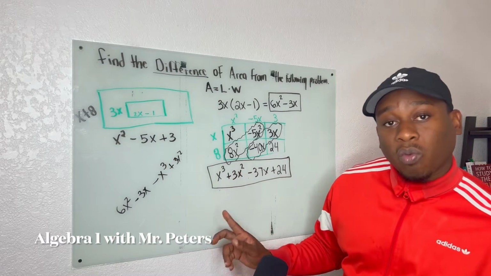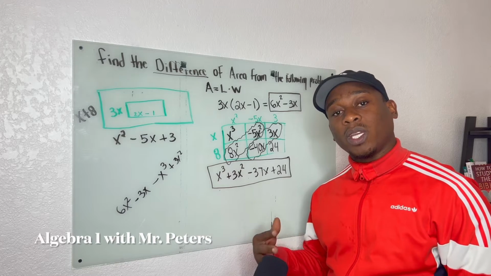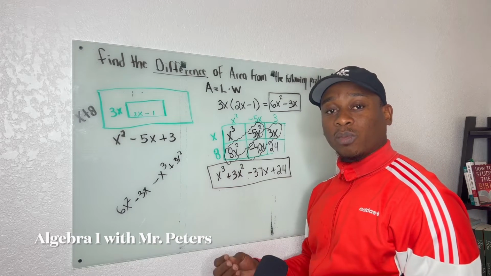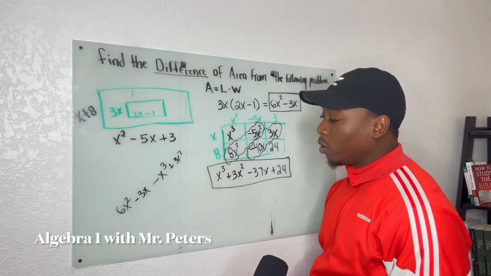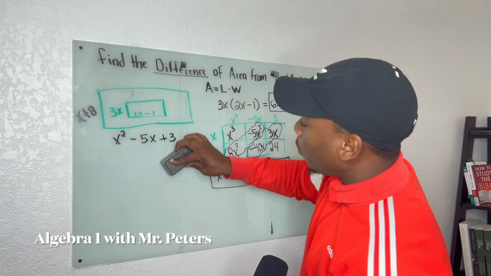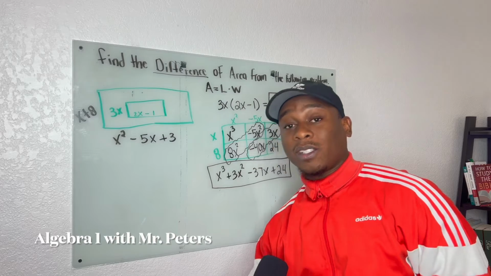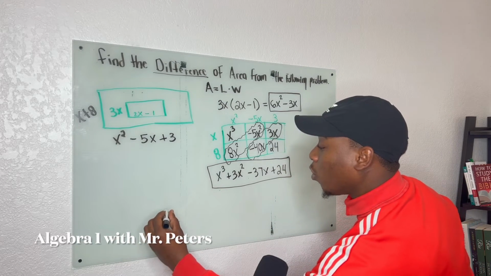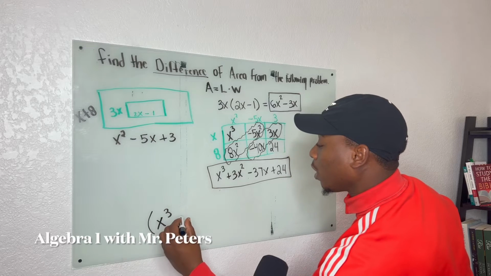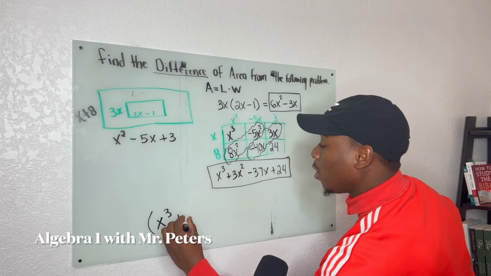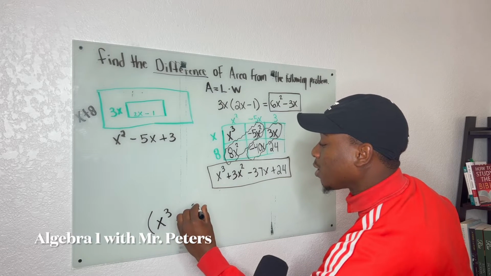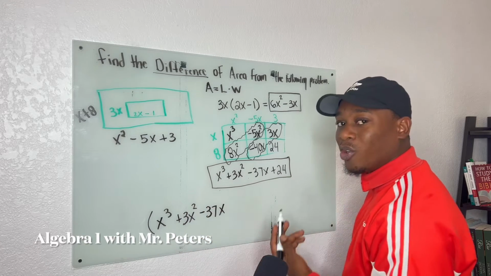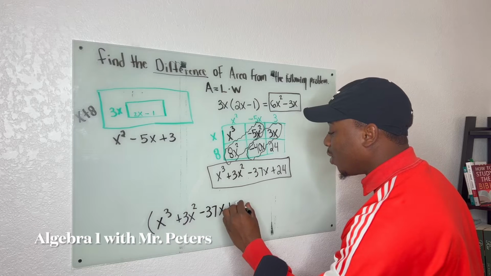See, this is wrong, guys, because we're doing it in the wrong order. When we're finding the difference, we're usually going to subtract the smaller area from the largest one. And I'm going to show you guys how exactly to do that so that you don't get it wrong. So once we're doing this problem, guys, I always tell my students, put them in parentheses because we have to do a sign change.